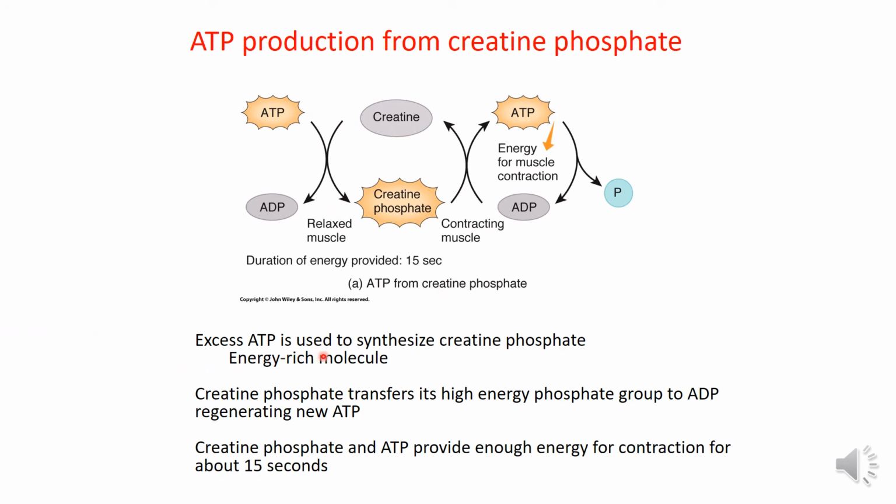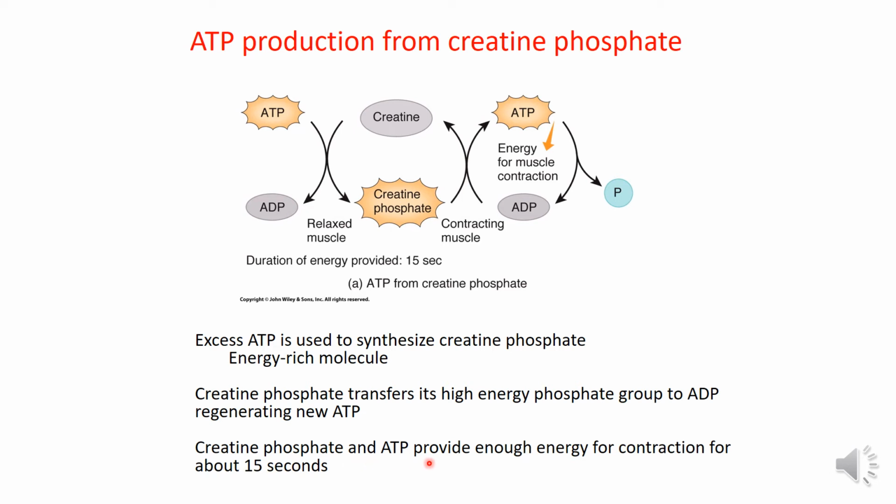Excess ATP is used to synthesize creatine phosphate, which is an energy-rich molecule. Creatine phosphate transfers its high-energy phosphate group to ATP to regenerate new ATP. When the ATP is depleted inside the muscle, the creatine phosphate will give the high-energy phosphate bond to the ADP and recreate ATP again, and this ATP will be used by the muscle.